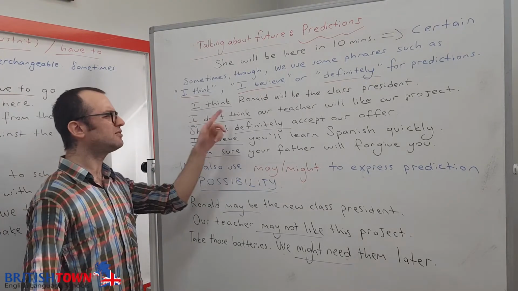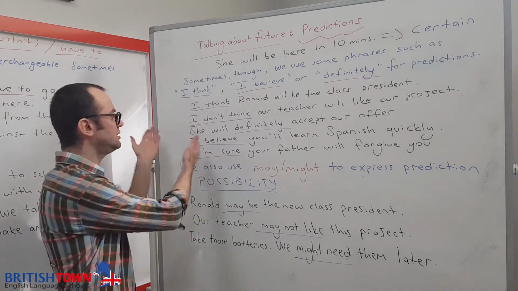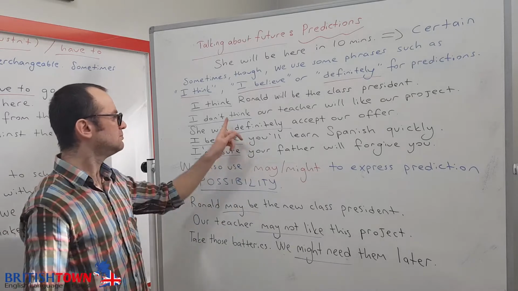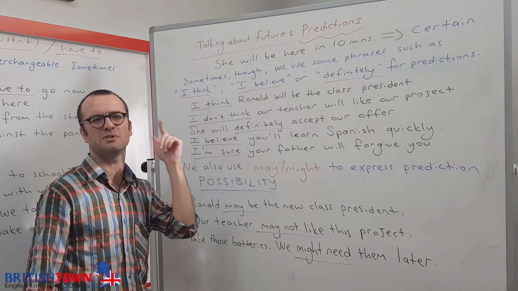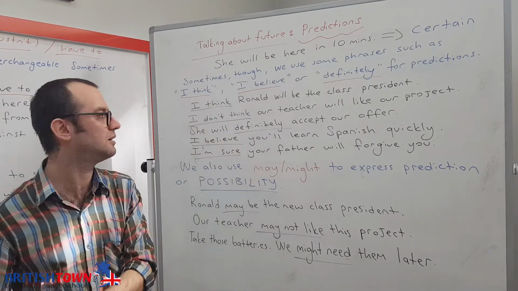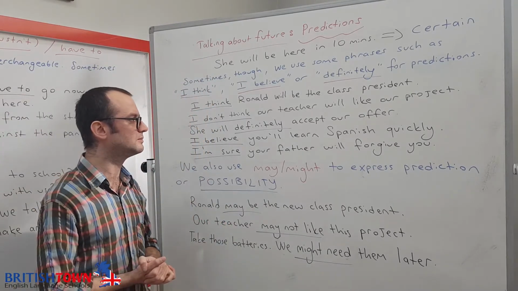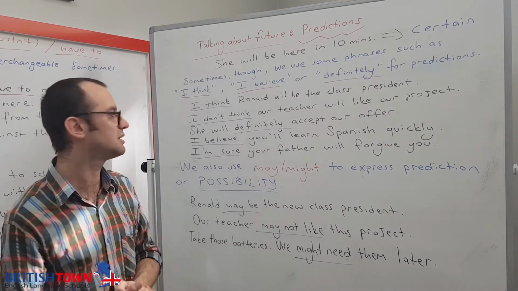Or I don't think. So this is the opposite of I think, as you see here. I don't think our teacher will like our project. Evet, bu ise I don't think'in sanmıyorum ki. I don't think our teacher will like our project. Sanmıyorum ki öğretmenimiz projemizi beğenecek ya da bence öğretmenimiz projemizi beğenmeyecek.